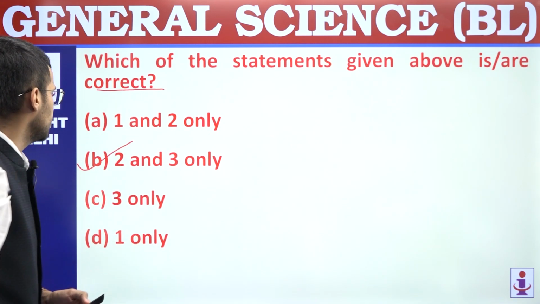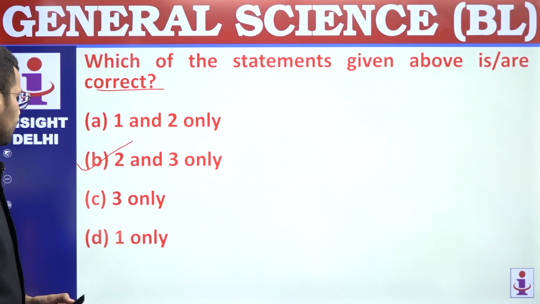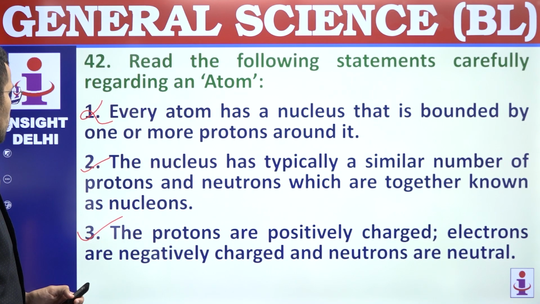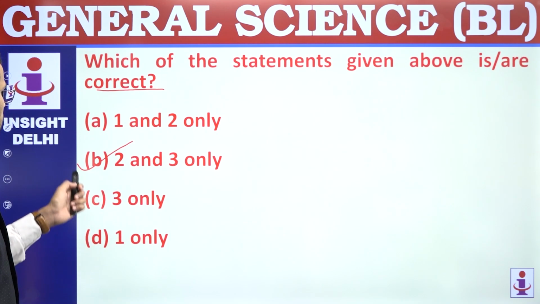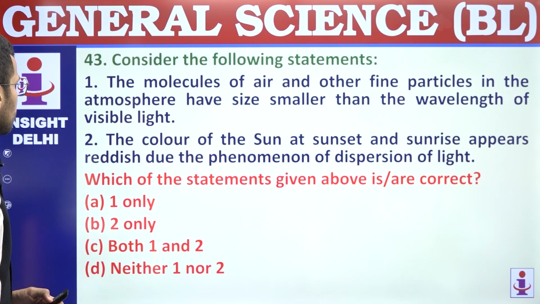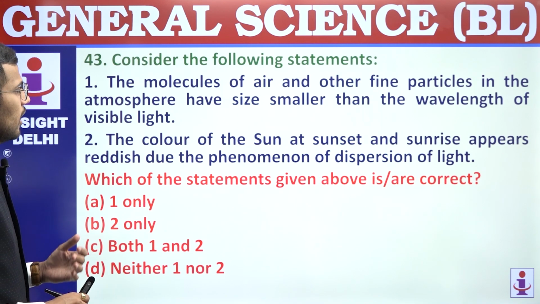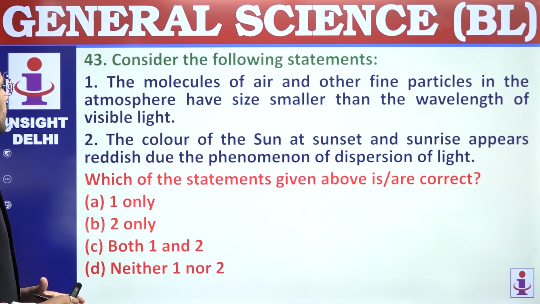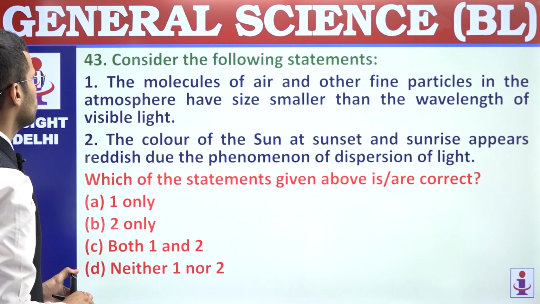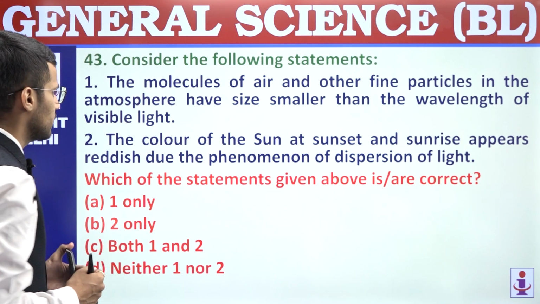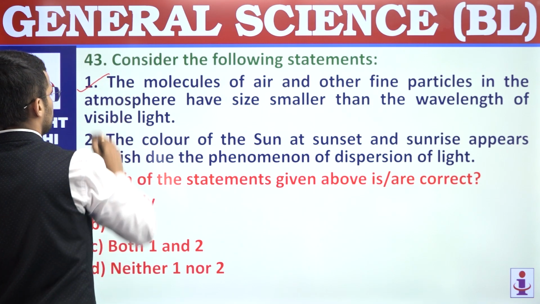Answer is B, 2 and 3 only. So question number 42, answer is B. 43. Consider the following statements. First, the molecules of air and other fine particles in the atmosphere have size smaller than the wavelength of visible light. So this statement is a correct statement.